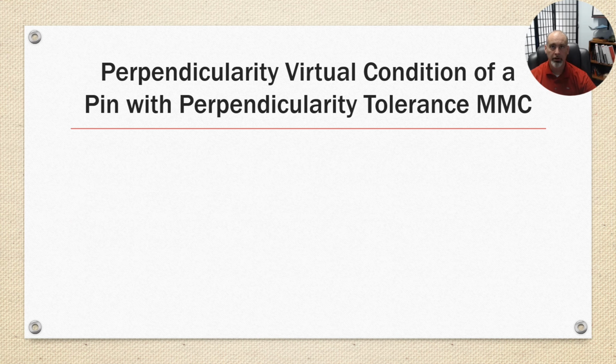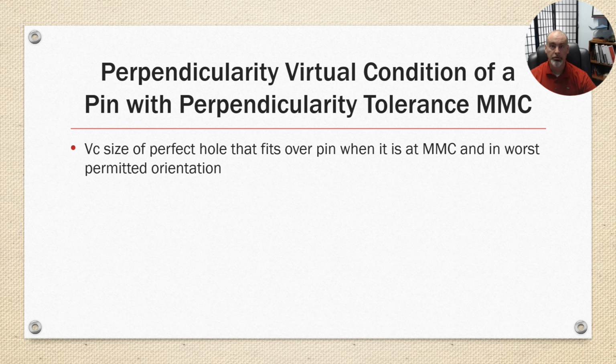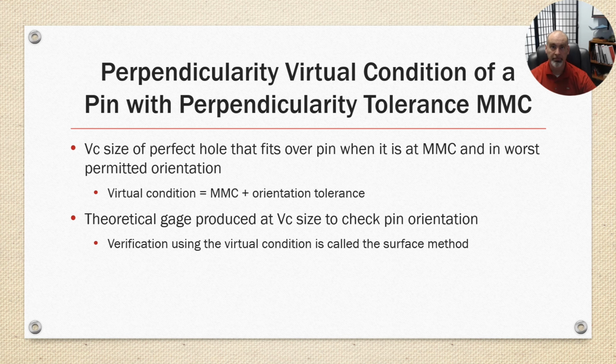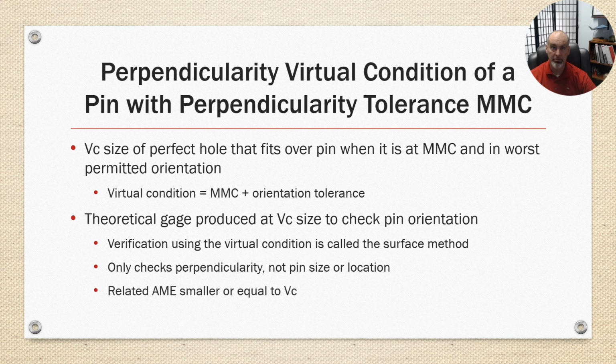A perpendicularity virtual condition of a pin with perpendicularity tolerance at maximum material condition. The virtual condition is the size of the perfect hole that fits over the pin when it is at MMC and in the worst permitted orientation. So the virtual condition equals maximum material condition plus the orientation tolerance. The theoretical gauge is produced at virtual condition size to check the pin orientation, and verification using the virtual condition is called the surface method. It only checks perpendicularity and not the pin size or location, and the related AME must be smaller or equal to the virtual condition.